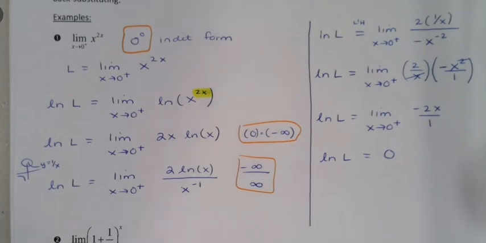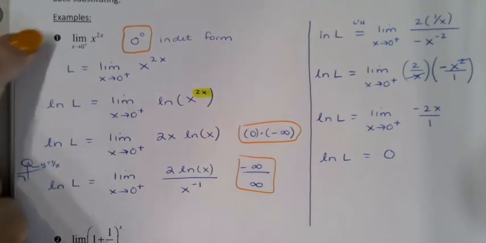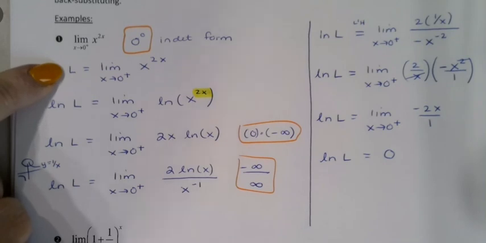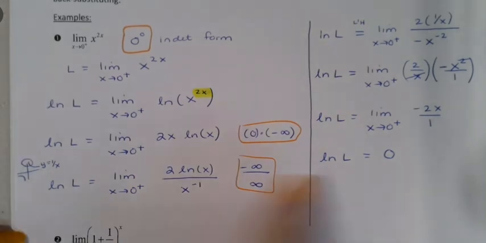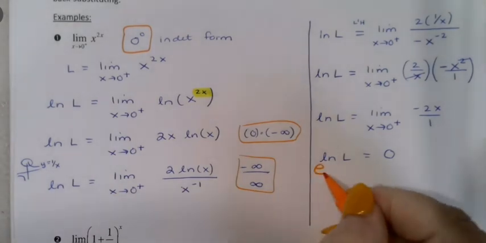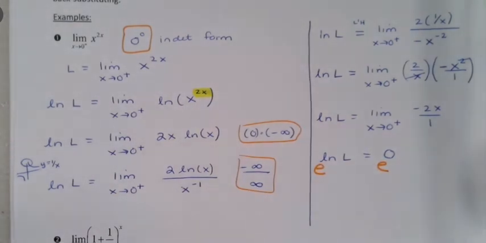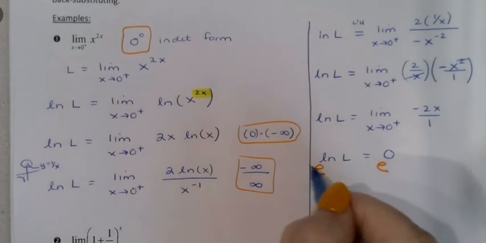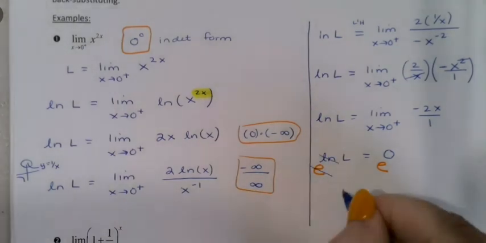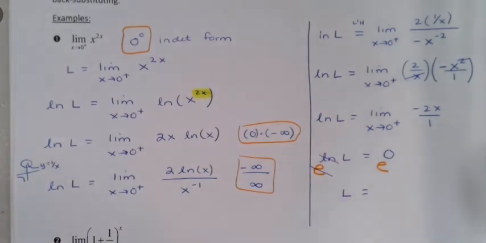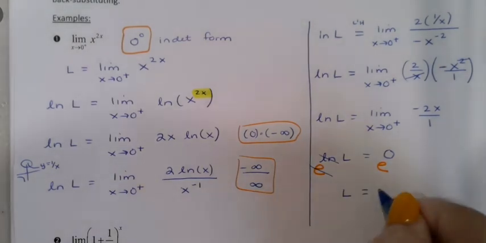Now I'm not quite done yet. I wanted that limit that I called L. And right now I have the natural log of L. So I'm just going to exponentiate both sides on a base of e. The e and the ln are inverses, so that allows me to solve for L. L is e to the 0 power, or 1.